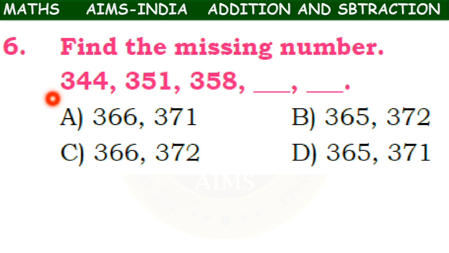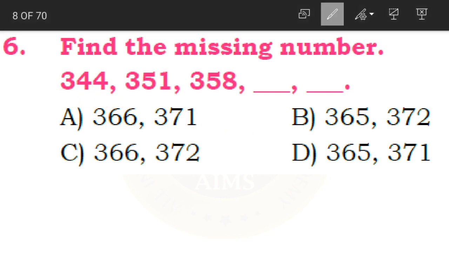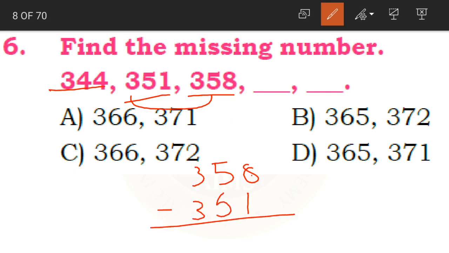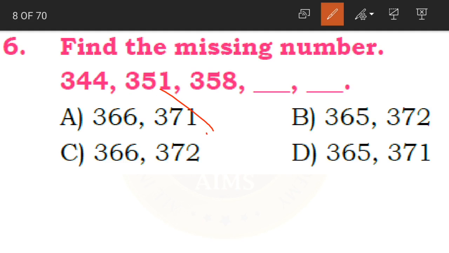Coming to question number 6, again find the missing number. 344, 351, 358. Need to find out the relation. 358 minus 351, 8 minus 1, 7, 0, 0. What is the relation, children? 7. 7 is to be added. 7 is to be added to 351 to get 358. So in order to get the next number also, we should add 7.